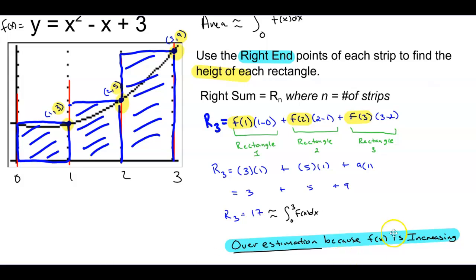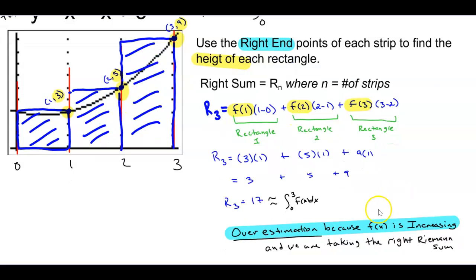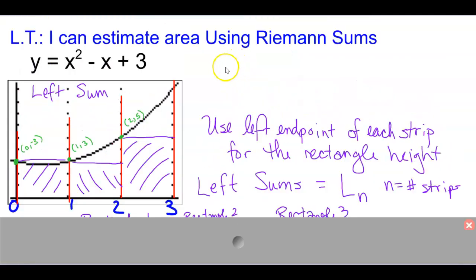And I should probably write there it's increasing because we're doing the right Riemann sum. All right, there, I fixed it. So full justification: overestimation, because f of x is increasing and we are taking the right Riemann sum. So what we're going to do next is try it with the left-hand side. But notice if I use the left-hand side, all of a sudden my rectangles become a little bit different. So we'll go ahead and try that in a second.